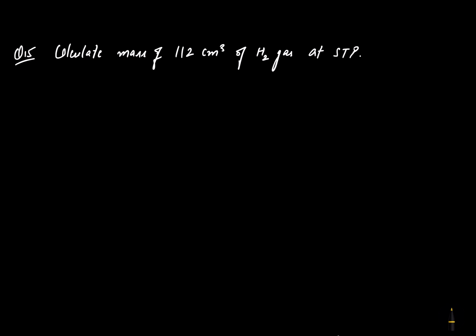It's in terms of volume. He's saying calculate the mass of 112 centimeter cube of H2 gas at STP. Now, what's the relationship according to the mole concept between the volume and the mole? It is that 22.4 liter of hydrogen gas at STP will make up 1 mole. And what's the molecular mass of hydrogen? It comes out to be 2 grams.